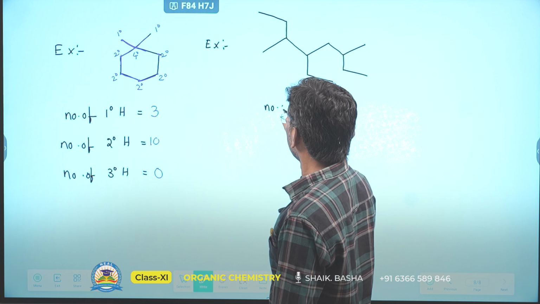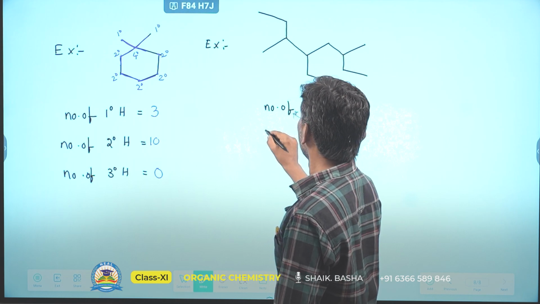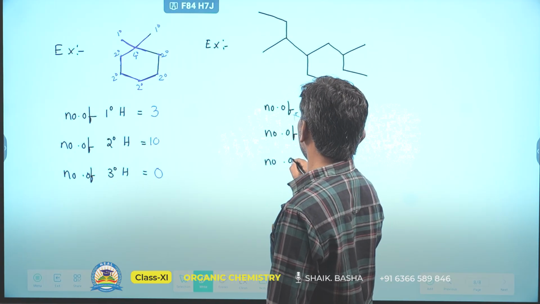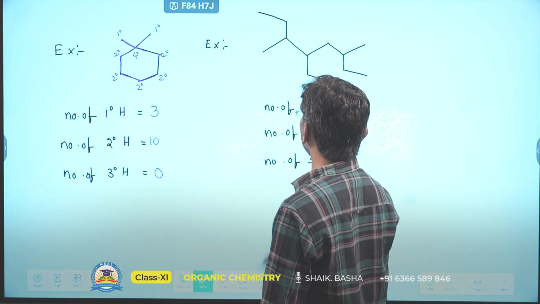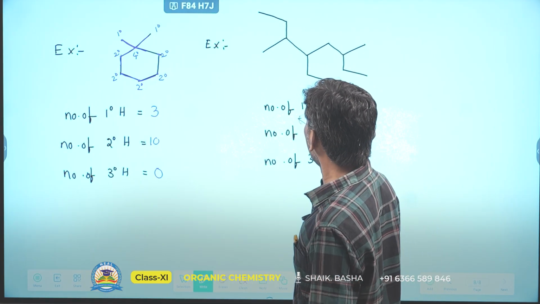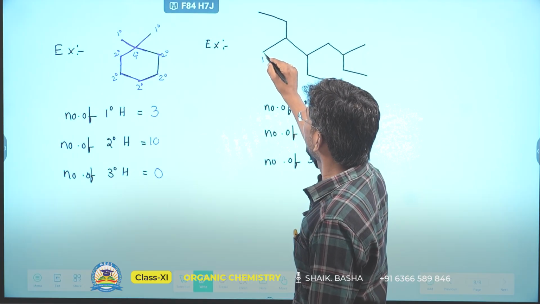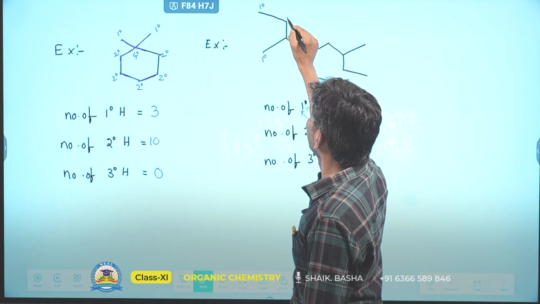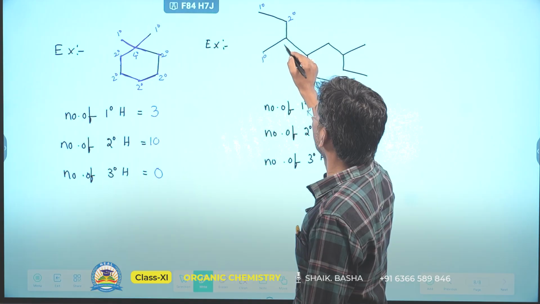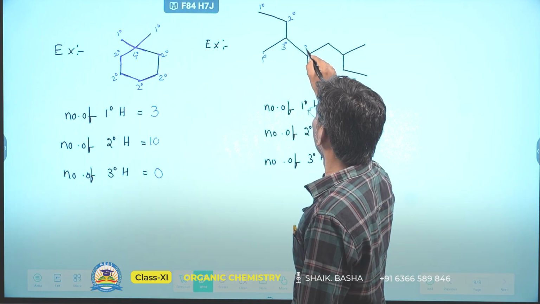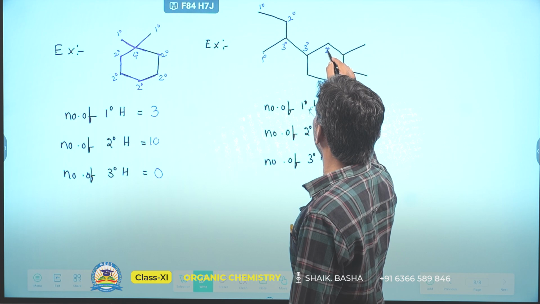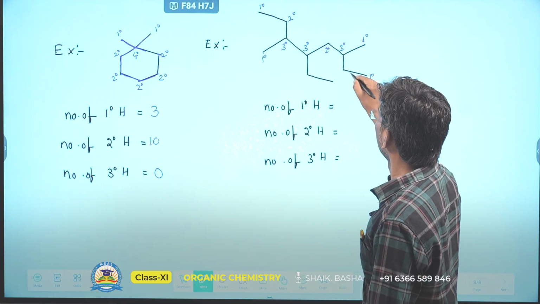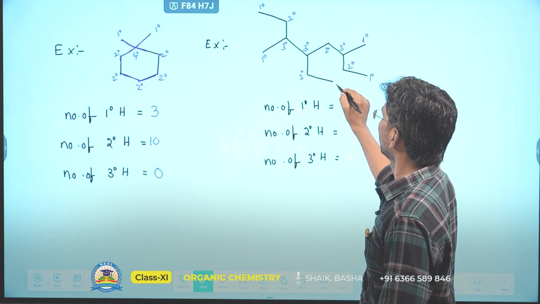Number of primary hydrogens, number of secondary hydrogens, number of tertiary hydrogens. How do you identify? Based on the connectivity with carbon. This is connected to only one carbon, primary. This is connected to only one carbon, primary. This is connected to 1, 2 other carbons, secondary. This is connected to 1, 2, 3 other carbons, tertiary. 1, 2, 3 other carbons, tertiary. 1, 2 carbons, secondary. 1, 2, 3 carbons, tertiary. Primary. This is also primary. This is secondary. Secondary. Primary.